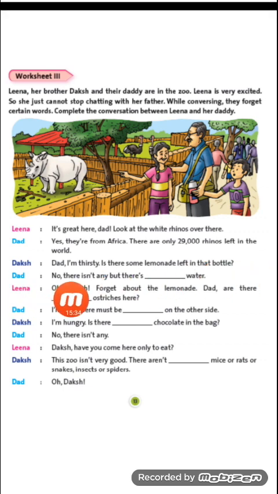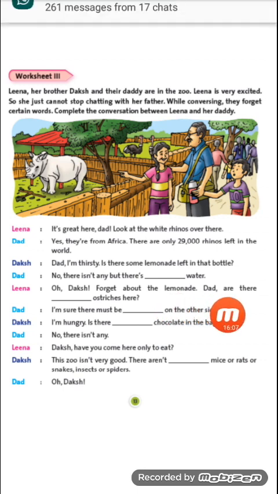So dad is saying no, there isn't any, and I have told you that any we use with the negative statements. No, he didn't use some here. If he had used some here, then it would be wrong. So no, there isn't any, but there is a little water. Now he is telling her there isn't any lemonade, but there is a little water in the bottle. So what will we use here? A little. Oh ducks, forget about the lemonade.